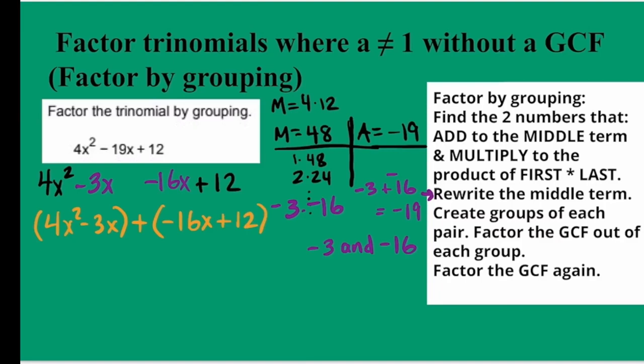In the first group, they both have an x, so x is going to be my common factor, and I'm going to end up dividing it out of both of those terms. For my second group, we're adding, and that first term is a negative, so I know I'm going to be dividing out a negative number. 16 and 12, the largest number that goes into both of those is 4, so I'm going to divide out a negative 4.